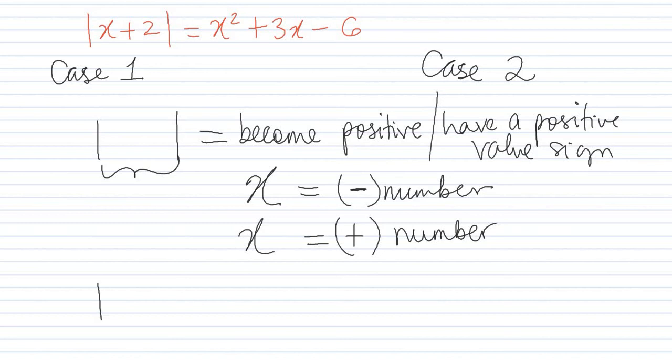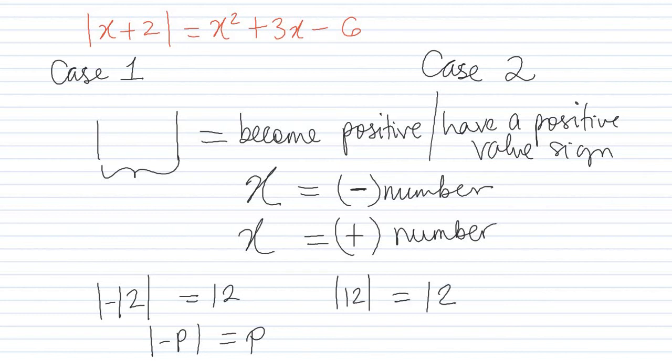So for example, the absolute value of negative 12 is the same thing as 12, or the absolute value of negative p is the same thing as p. But guess what? We could also have the absolute value of 12 be 12, and the absolute value of p just be p. So you can see both situations have two different cases. That's why we have a case 1 and a case 2.